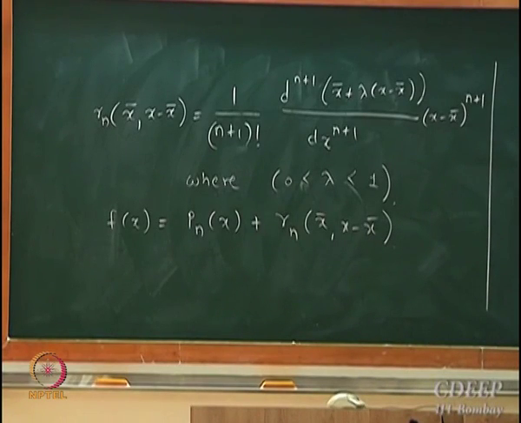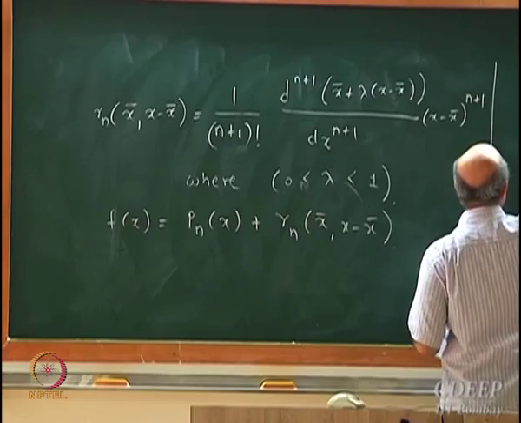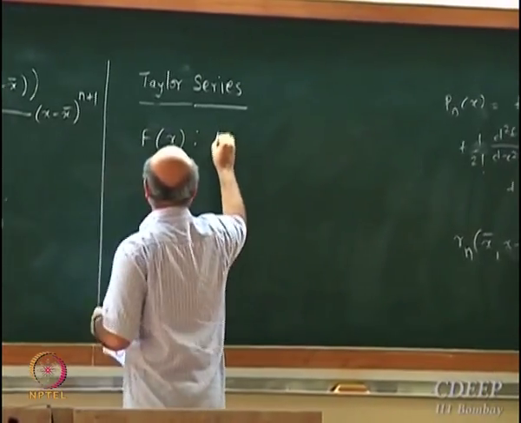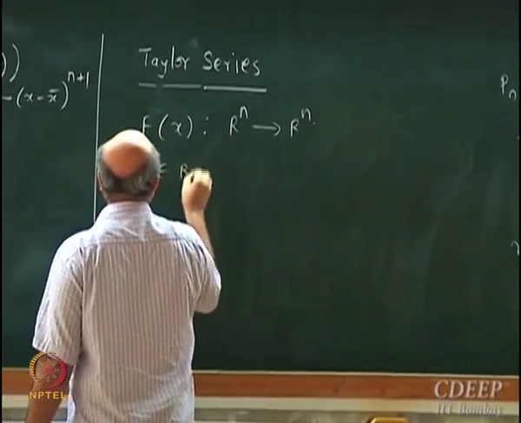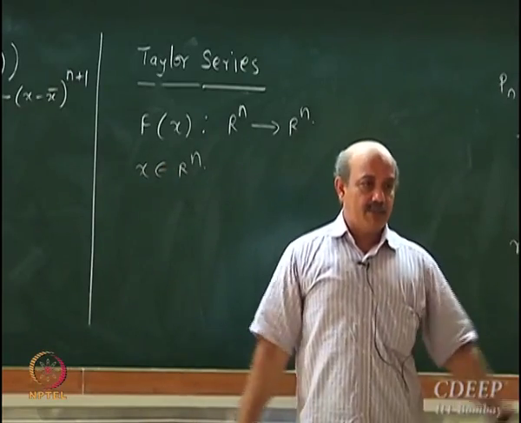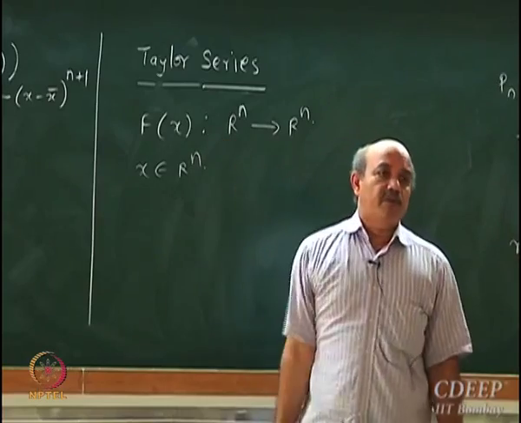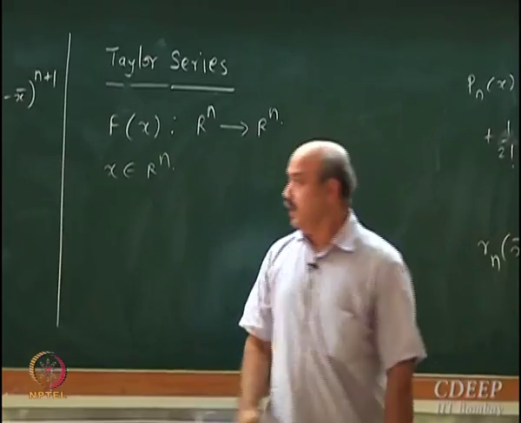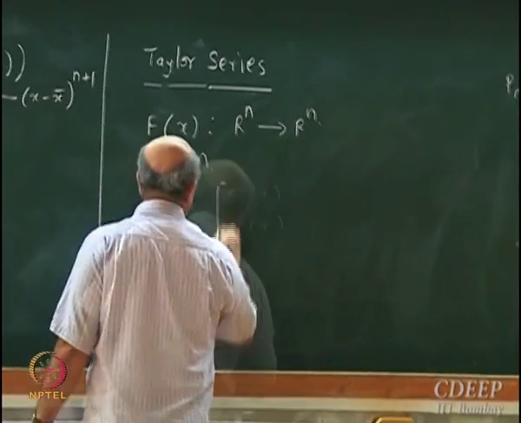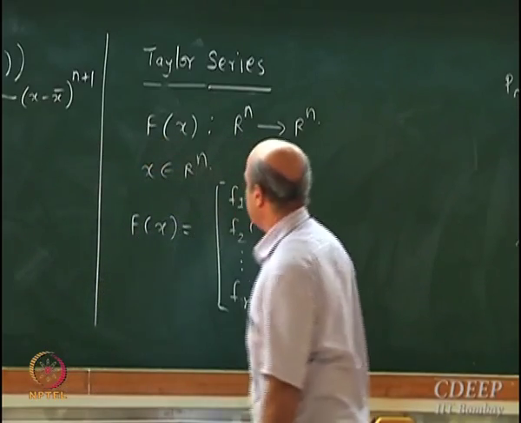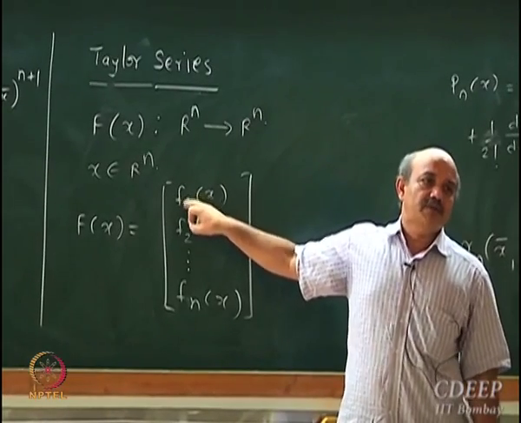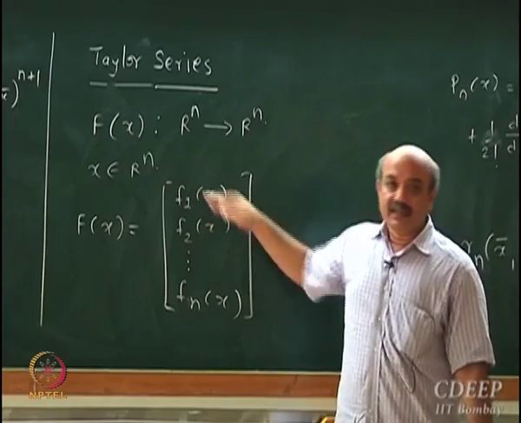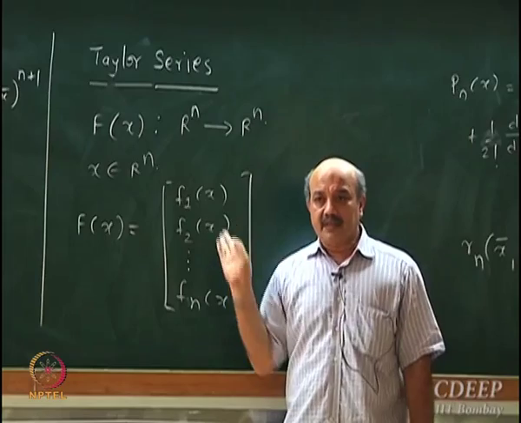So Taylor series is not just defined for scalar functions. Now let's say I have a function f of x, which is from Rn to Rn. Here x belongs to Rn, and I have a vector of functions. So f of x is actually a vector; each small f is a scalar function from n to 1, and this is a vector of functions. There are n such functions.